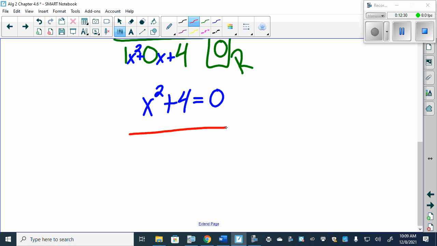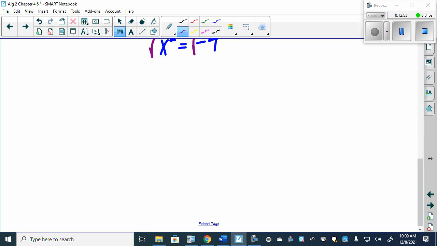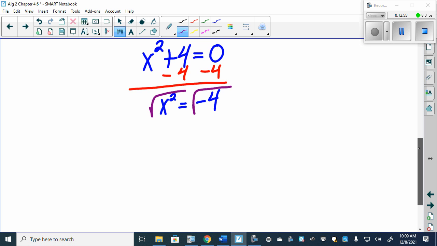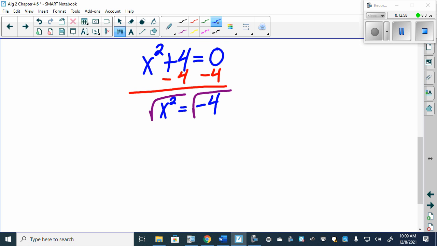Now, no middle term, so let's go on and use the square root method. Because if there was a middle term, we can just use the quadratic formula. So at this point here, we would subtract 4 from both sides, telling us that x squared is equal to negative 4. And then what can we do? Square root both sides. Square root of x squared is x is equal to plus or minus.